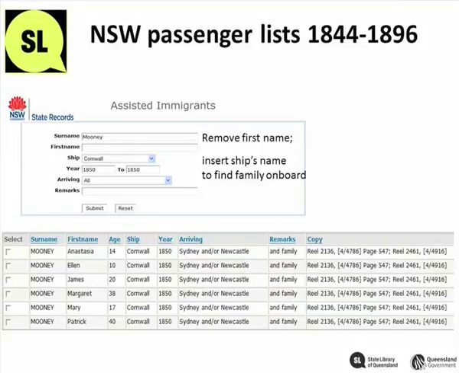Once we get Mooney, and we know that they came in on the Cornwall in 1850, we get rid of Anastasia's name. We put in the year, the ship, the surname, because we want all the Mooneys, not just Anastasia. And here they are. Here's Patrick, lying about his age, 40. Always remember they'll say whatever it took to get that free passage when they're not terribly well off. So it's really Patrick we're after because he donated the land for Enoggera State School. And in this case, they're all together.